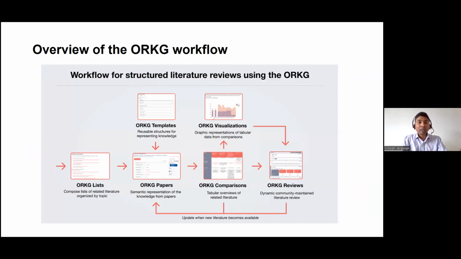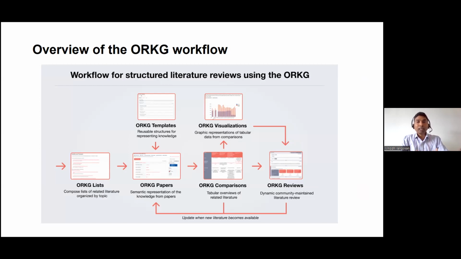And we also have lists, because while we do research, we always try to collect research articles as lists or collections. And that list can then be organized into topics, and from those lists, you can input them into the ORKG papers and contributions, which semantically extracts the salient features.